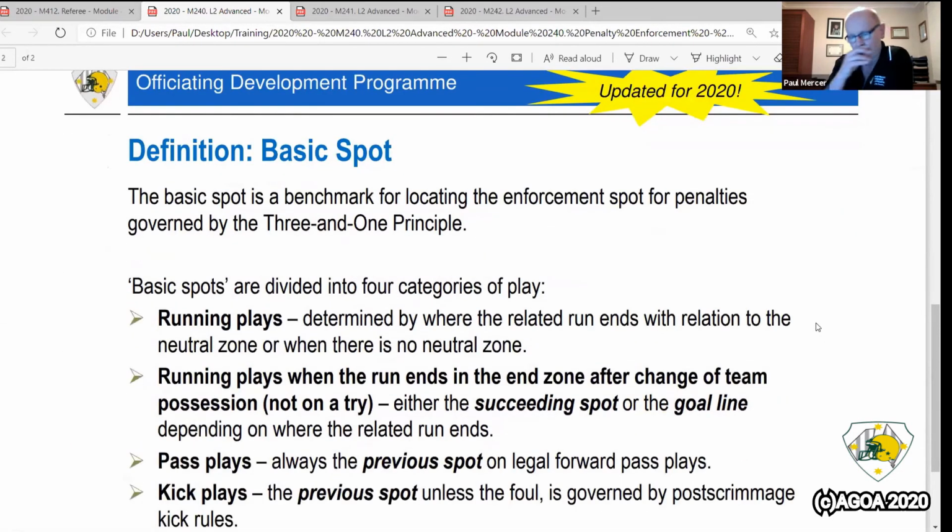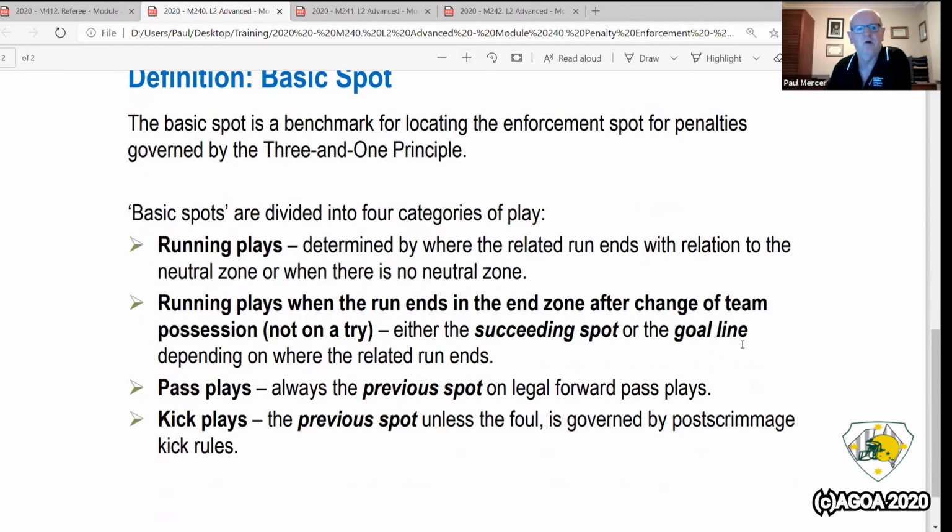Now, the basic spot, you'll come across this when you read Rule 10.2 about penalty enforcements. The basic spot is simply a term for the benchmark for the enforcement spot. And the rulebook talks about the basic spot on 4 types of plays. Running plays, and the basic spot on running plays will change based upon what type of run it is, where the run ends, whether we've got a neutral zone, those types of things. The basic spot on pass plays is simple. It's always the previous spot. And on kick plays, the basic spot is always the previous spot, unless post-scrimmage kick enforcement rules come into play. And we will cover those.